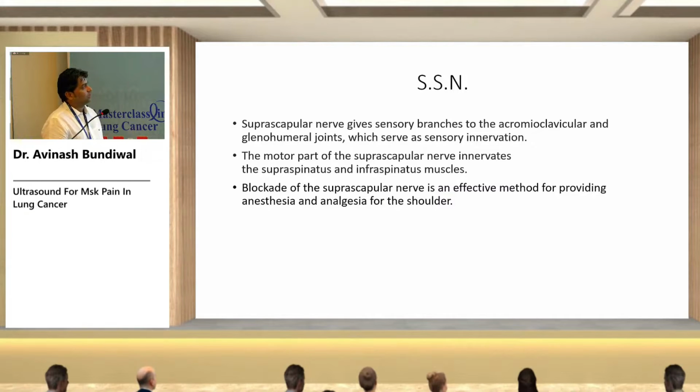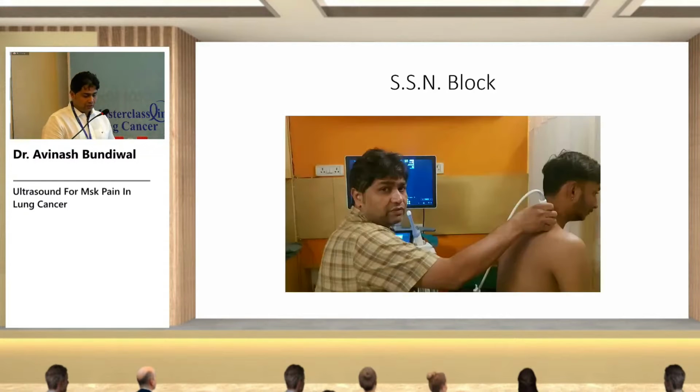Block of the suprascapular nerve is an effective method for providing anesthesia and analgesia of the shoulder. In lung cancer, usually the structures around the lung are affected more, like the shoulder. So patients come with many a time shoulder pain, myofascial pain or myofascial weakness. So the suprascapular nerve block helps you in such types of patients.